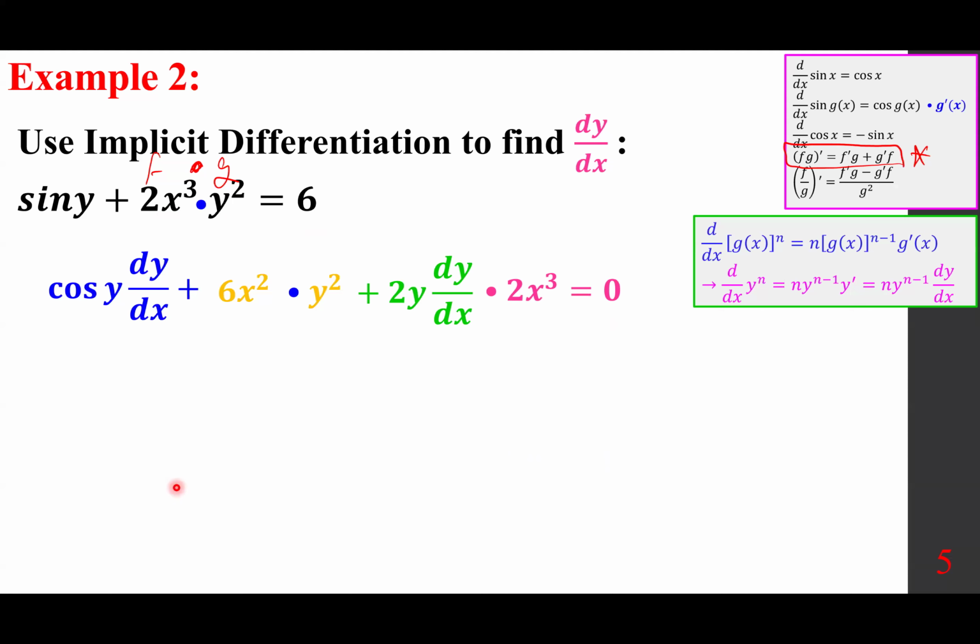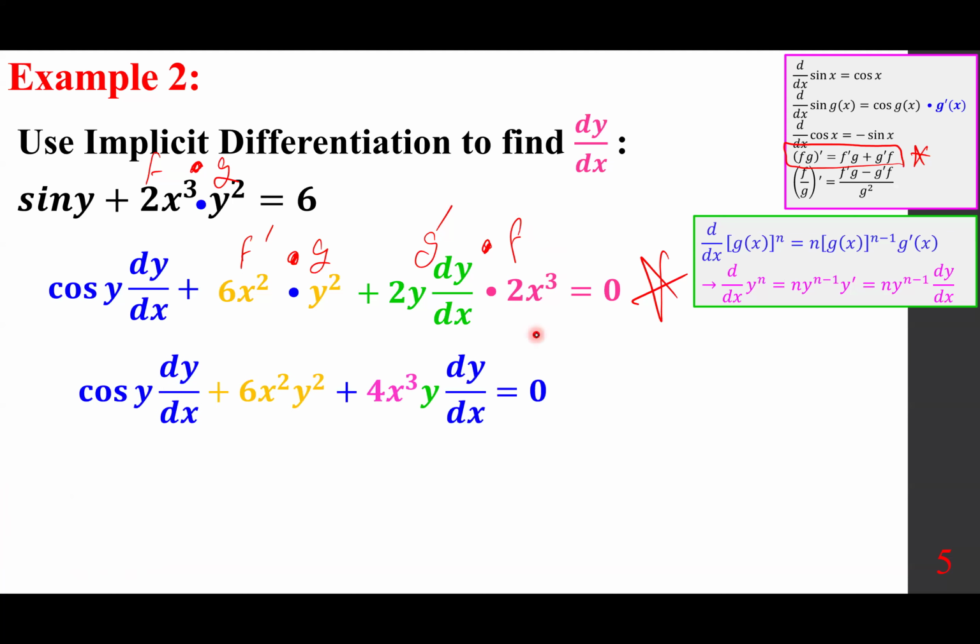So this is f prime g, and this is g prime f. And again, I put an asterisk. We are done with calculus. We are going to solve for dy dx. Before we do that, notice this is 4x cubed y dy dx.